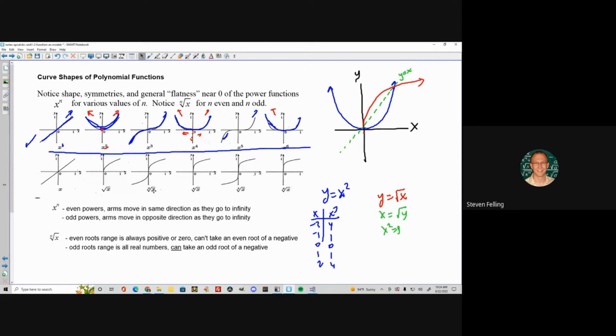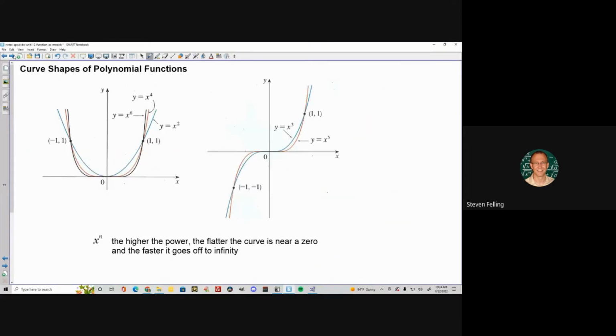And the same thing is true for a cube root. A cube root of x is just the x cubed curve, except reflected around this line. So it goes down and then up instead of up and then down. Okay, so that's how you can figure out the graphs, shapes of power functions, including their corresponding radicals.